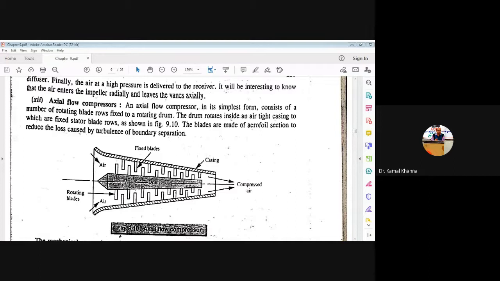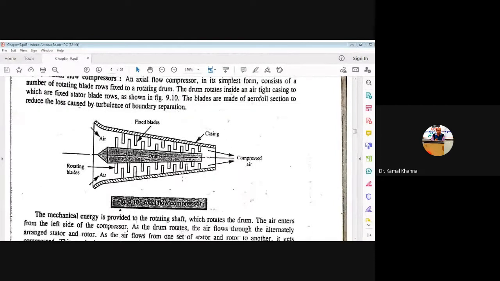On the drum, the blades assembled on it can rotate, but the blades assembled on the outer casing are in stationary positions. As soon as the drum rotates inside an airtight casing, to which the stationary blades are fixed as shown in the figure, the blades are made of an aerofoil section so as to reduce the loss caused by the turbulence of the boundary separations.